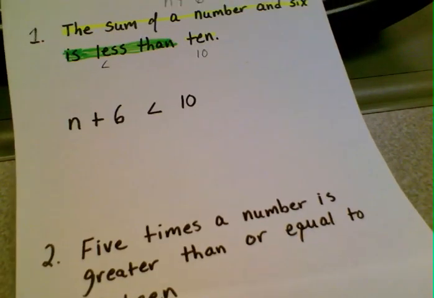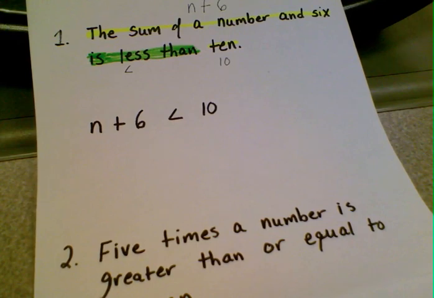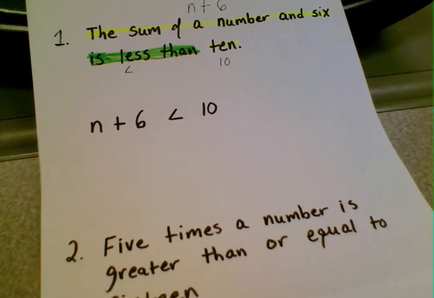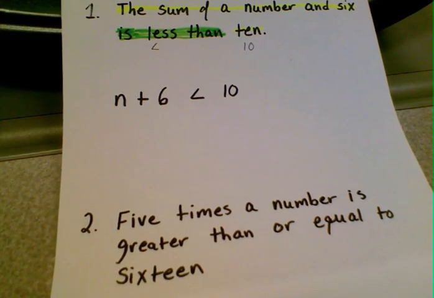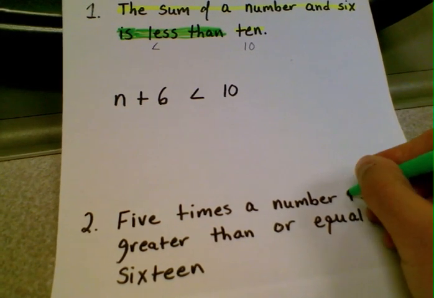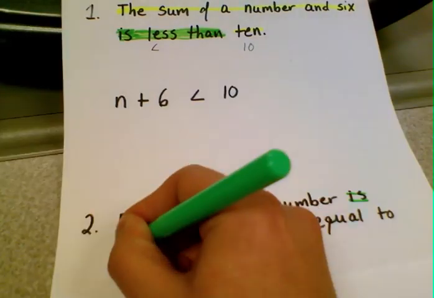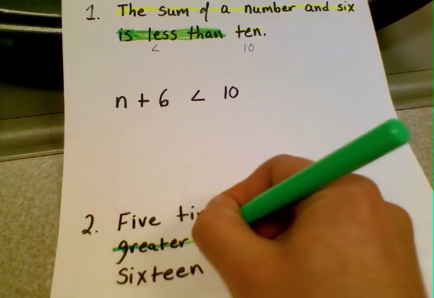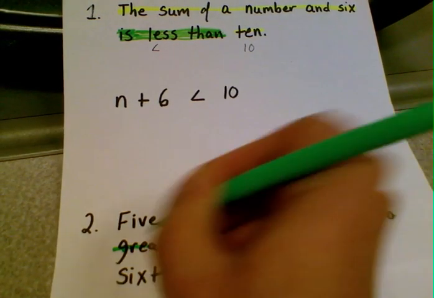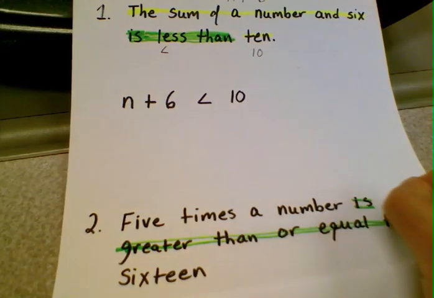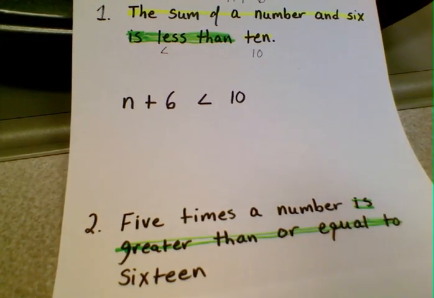All right, moving on. I see that I have here 5 times a number. 5 times a number is greater than or equal to. So I'm going to highlight is, but then after the word is, greater than or equal to. Think about what that symbol is going to look like then.